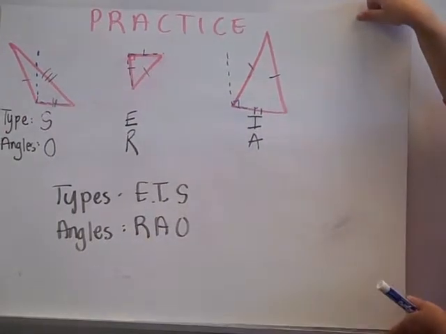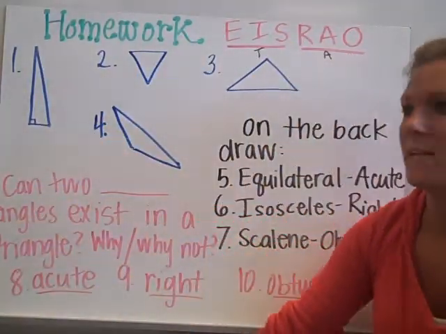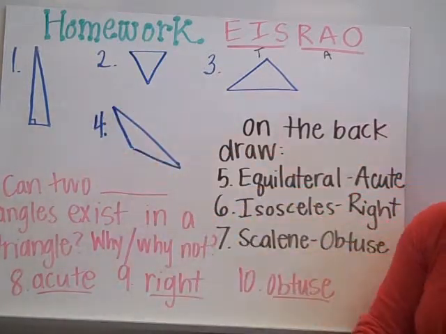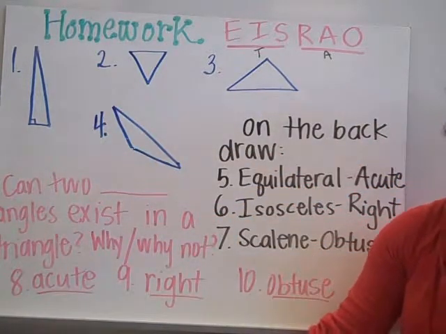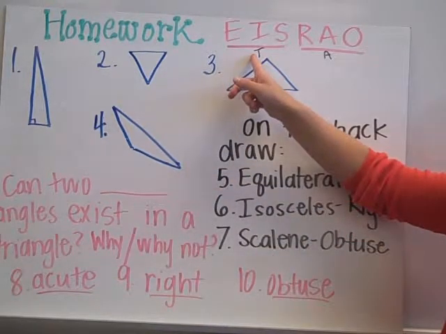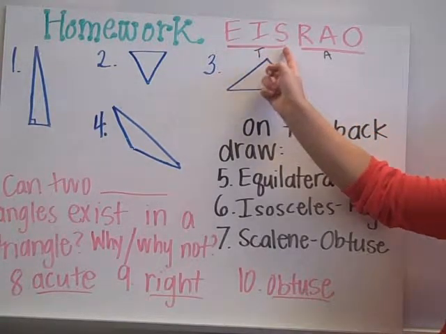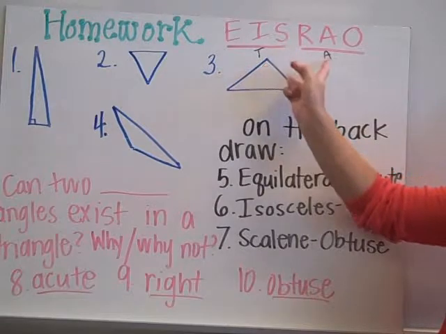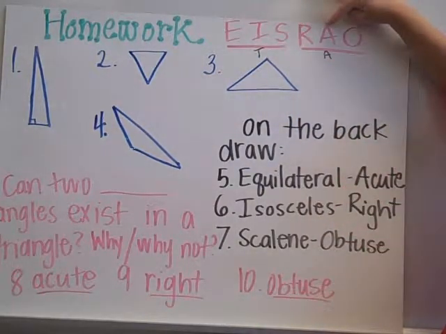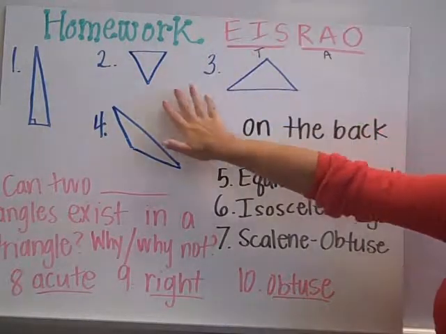Okay? Now here is your homework. It looks like a lot, so let me explain it. For questions 1, 2, 3, and 4 in blue, you're going to do the exact same thing that the practice problems asked you to do. You're going to identify the type of triangle by writing E for equilateral, I for isosceles, or S for scalene. And then you're also going to tell me what kind of angle triangle is it. Is it a right triangle, an acute triangle, or an obtuse triangle? Okay, so that's for what's in blue.